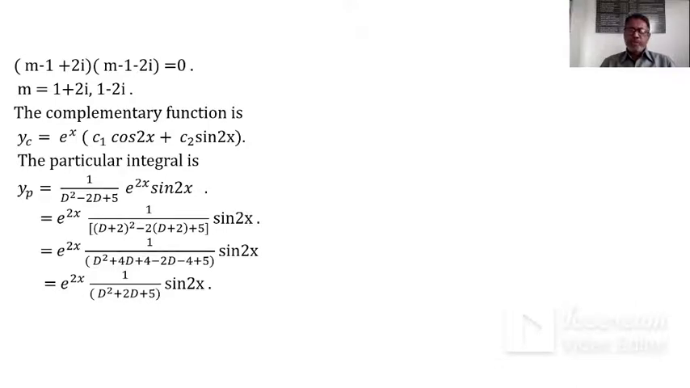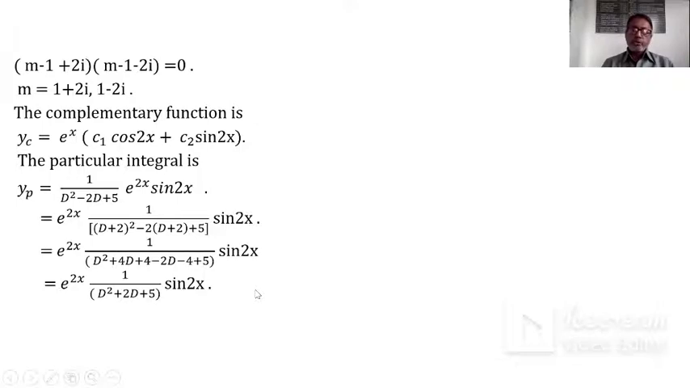Again simplify this. This is equal to e to the power 2x, 1 upon D square plus 4D minus 2D plus 4 minus 4 gets cancelled, and what remains plus 5, and operate this on sine 2x. Now to operate this on sine ax or cos ax, we have seen that we substitute D square by minus a square. Again here a is 2. Regarding this result, 1 upon f of D operate on sine ax or cos ax. Compare it with that, here a is 2.